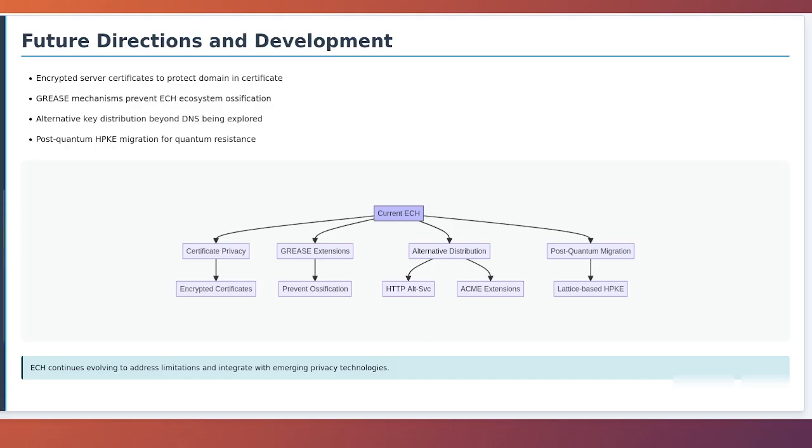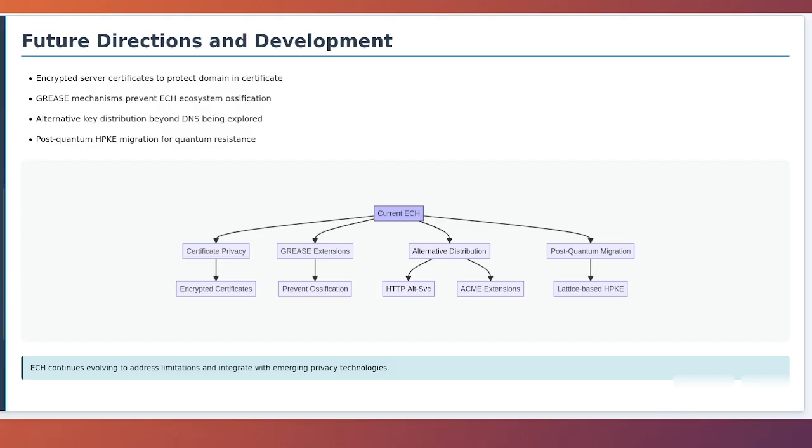GREASE for ECH, which stands for Generate Random Extensions And Sustain Extensibility, is a mechanism to prevent ossification of the ECH ecosystem. GREASE involves clients occasionally sending fake encrypted ClientHello extensions even when not actually using ECH, or sending ECH attempts for servers that do not support it. This ensures that network middleboxes and servers do not come to depend on the absence of ECH, making future deployment easier. GREASE strategies for ECH are being refined based on deployment experience.